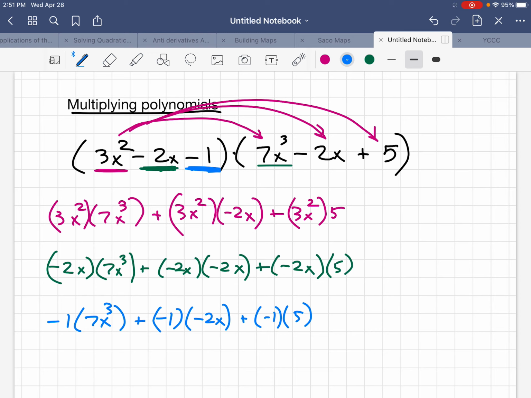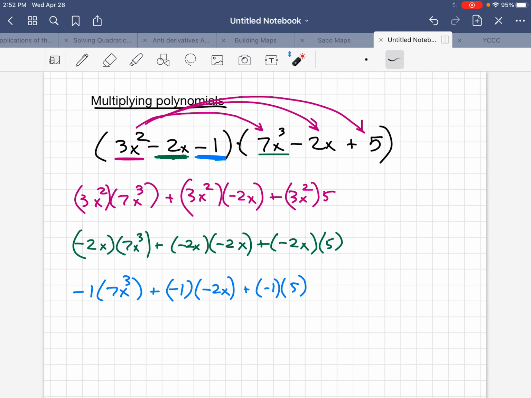And like I said, there are definitely ways to make this more efficient. So it seems like, wow, this is a lot of work. There's a lot of writing. But as your skills in multiplying monomials get better, or if they're already really good, you don't have to write this step. You can probably do that part in your head. Like this is going to be 21x to the 5th. This is going to be negative 6x to the third. And this is going to be 15x squared. So I'm going to do that out.